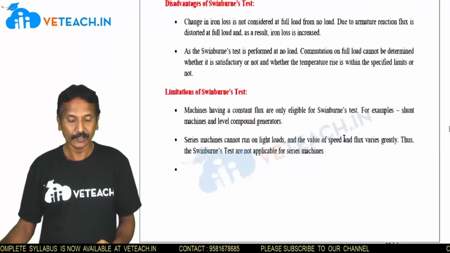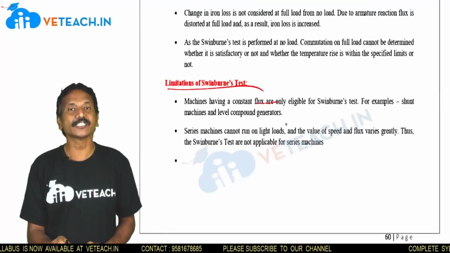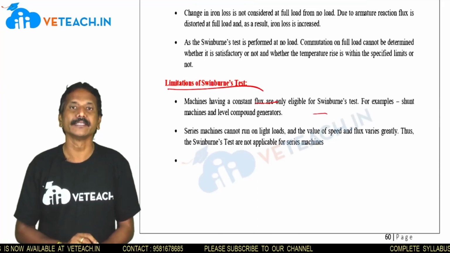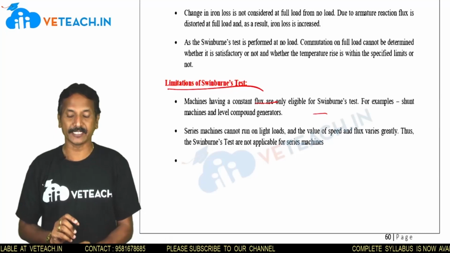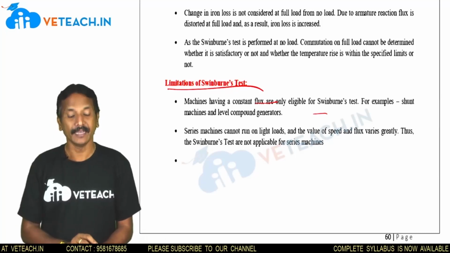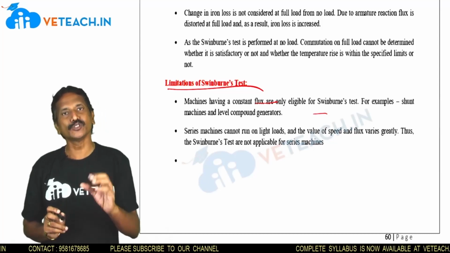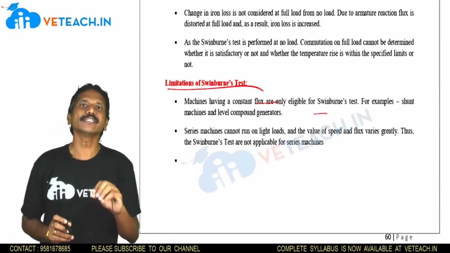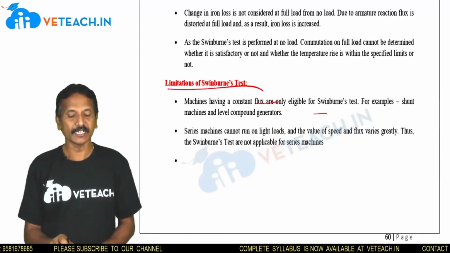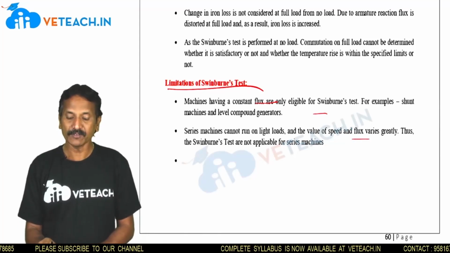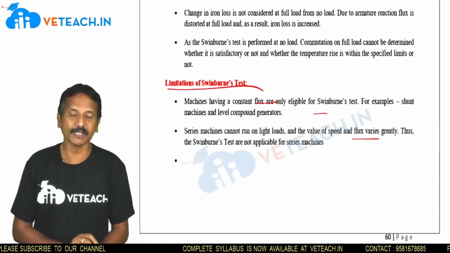Okay, so we have some limitations, students. Machines having constant flux are only eligible for Swinburne's test. Okay, one condition: constant flux. Shunt machines and level compound generators are used for the Swinburne's test, not series machines, right? Series machines cannot run on light loads, and the value of the speed and flux varies greatly. Yes, thus the Swinburne's test is not applicable for series machines.